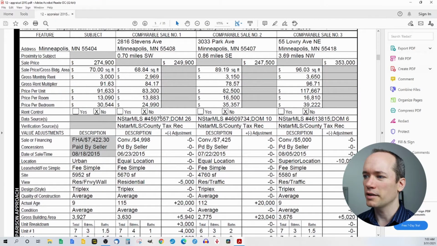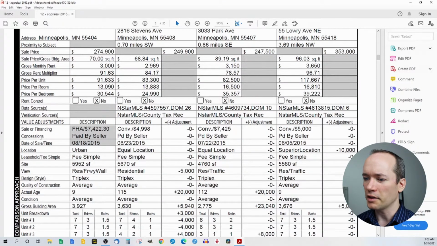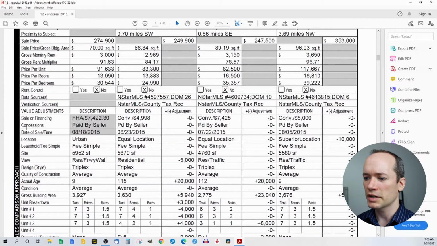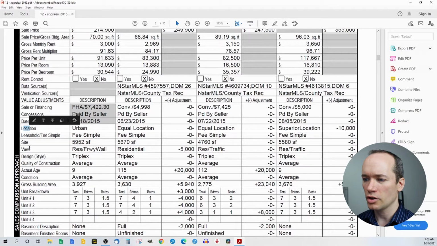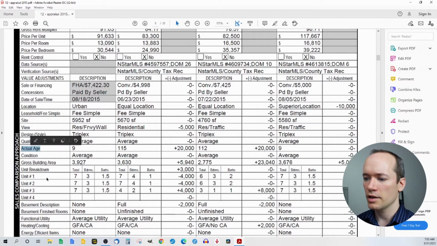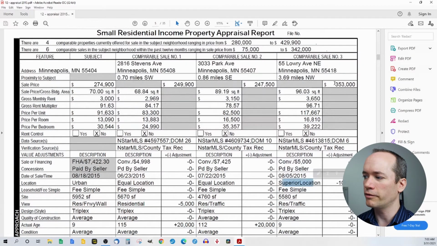All right, now going back to the 2015 appraisal, on the left side of the report, you can see various categories such as the location, view, actual age, etc., etc. And this is where we start to see adjustments. So our first one is on location, and we can see that the subject property is listed as an urban location, and the subsequent comparables are talked about as an equal location, and then a superior location. So this is the one that's further away.